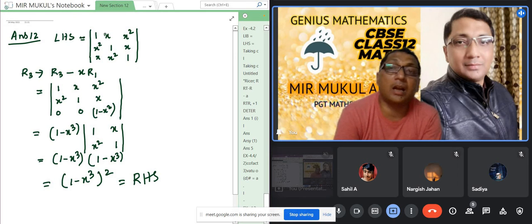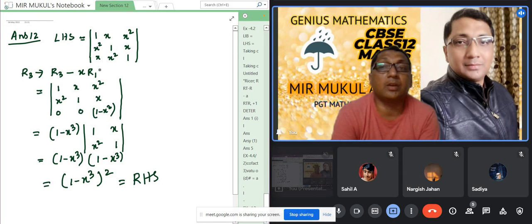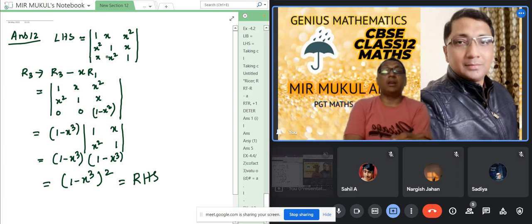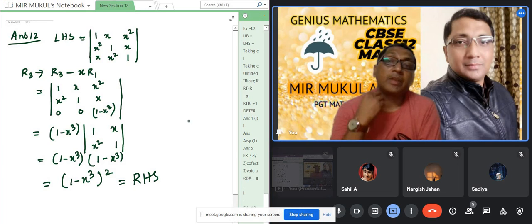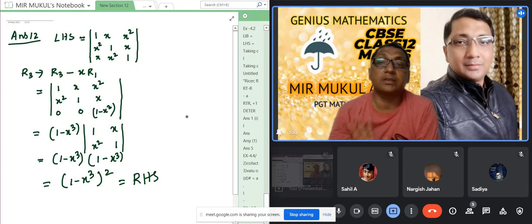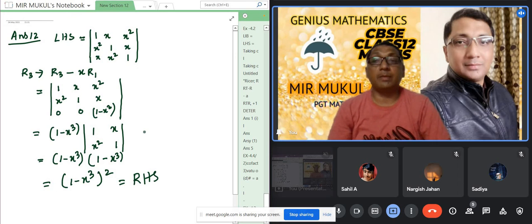But if you use R1 plus R2 plus R3 or C1 plus C2 plus C3, then you have to do more steps. But it is your choice, because here using only one operation we are getting our result. So you have to remember this.